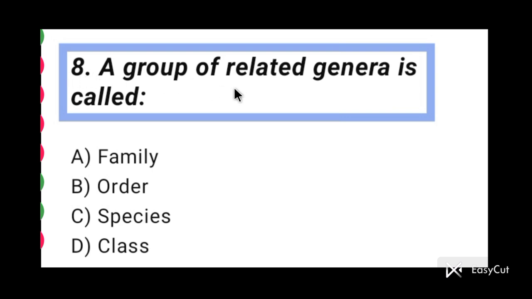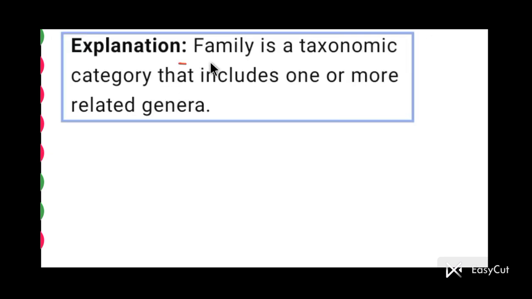Question number 8. A group of related genera is called family. So option A is correct for question number 8. Family is a taxonomic category that includes one or more related genera.